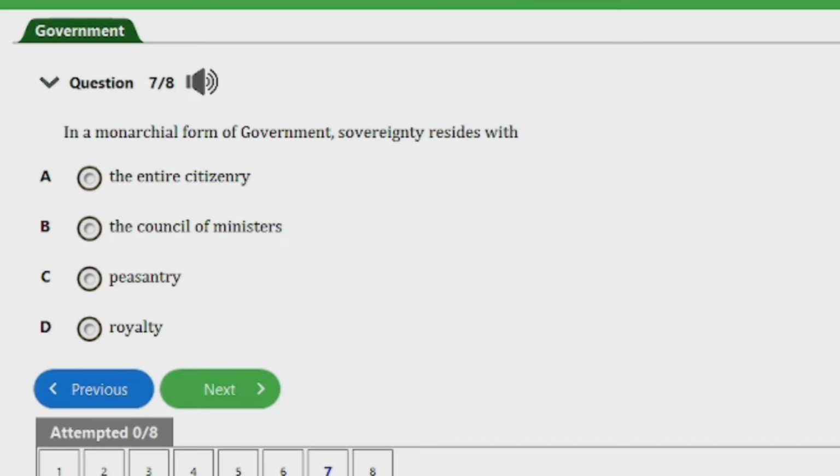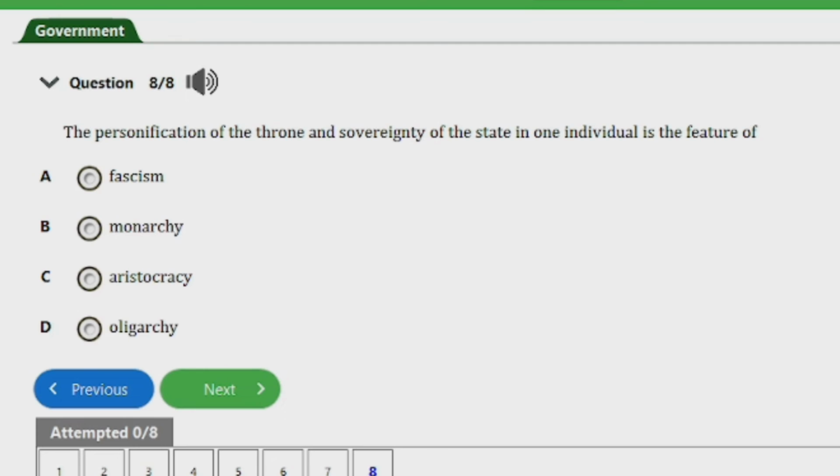So here is question number 7. It says, in a monarchical form of government, sovereignty resides with A. the entire citizenry, B. the council of ministers, C. peasantry, D. royalty. So guys, the answer to this question is option D here, that's royalty. So let's head on to the next and last question for this video guys.